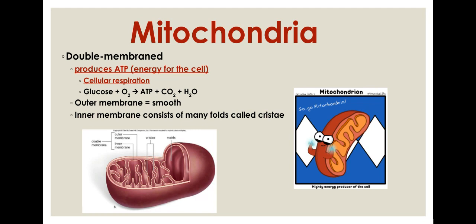The outside membrane of the mitochondria is smooth. The inside membrane has many, many folds, and we call that the cristae. And that, of course, is where we are having this cellular respiration take place.